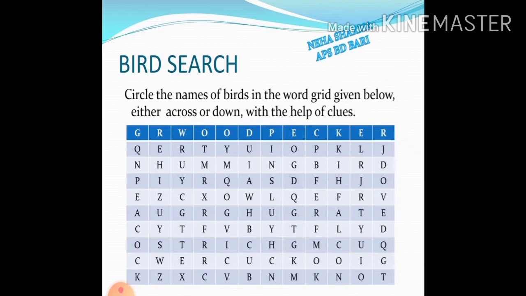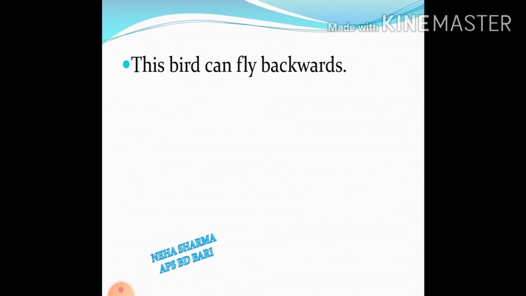As you can see, what you have to do is circle the names of the birds in the following grid, either across or down, with the help of clues. I'm going to give you some clues and then you have to find out the name of the birds. Fine. So let's see what is the first clue.